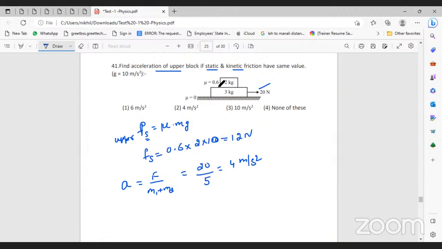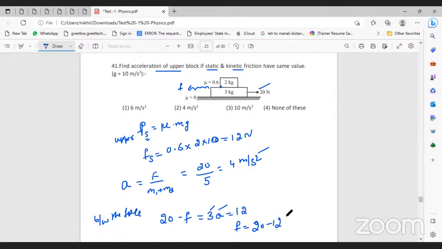Now, if you apply that between the blocks, actually the net force towards the right side is 20, but it will not move towards the right side with 20 because there is an opposing force towards the left side. That opposing force, we call it a frictional force. So let us say the opposing force is F, 20 minus F is equal to the net force. Net force will be 3 into a. So with what acceleration is it moving? 4. 3 into 4 will be 12. So F value will be equal to 20 minus 12. So it should be equal to 8 Newton.